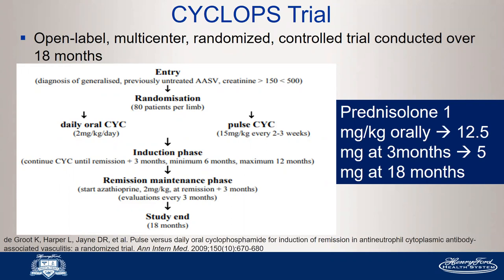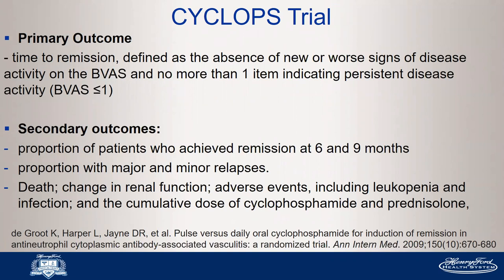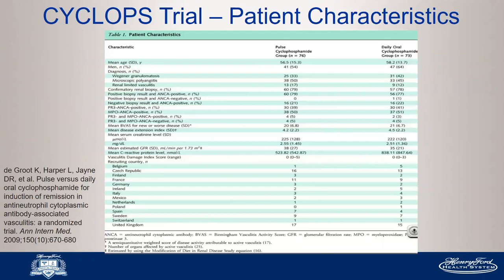The primary outcome was time to remission, and the secondary outcomes were patients who achieved remission at 6 and 9 months, proportion of major and minor relapses, death, and a lot more adverse effects. Again, patient characteristics were pretty well matched. One thing to note here is they did include patients that were ANCA negative. In contrast to the RAVE trial, this study did include patients that were ANCA negative.